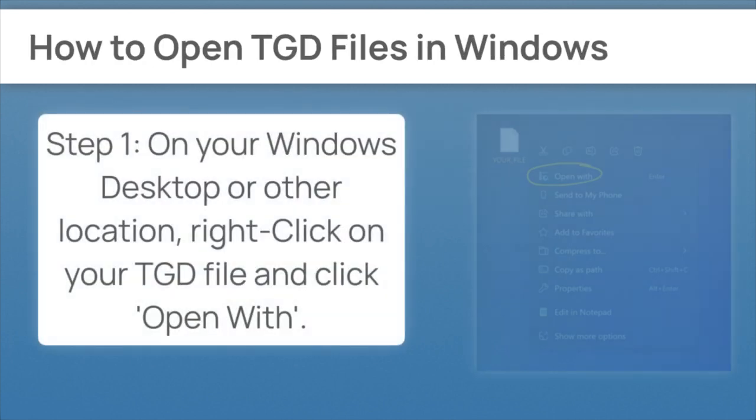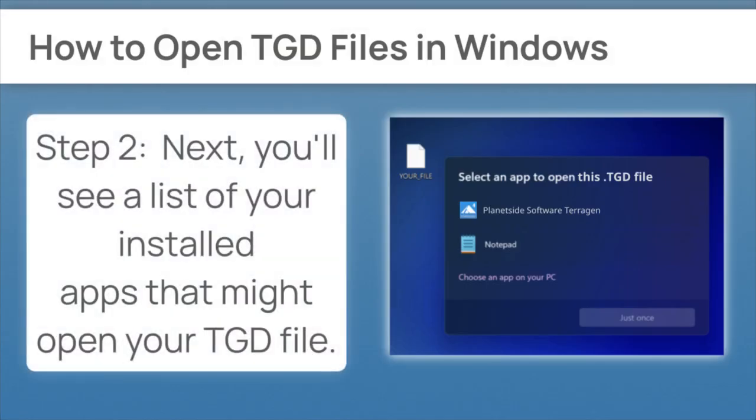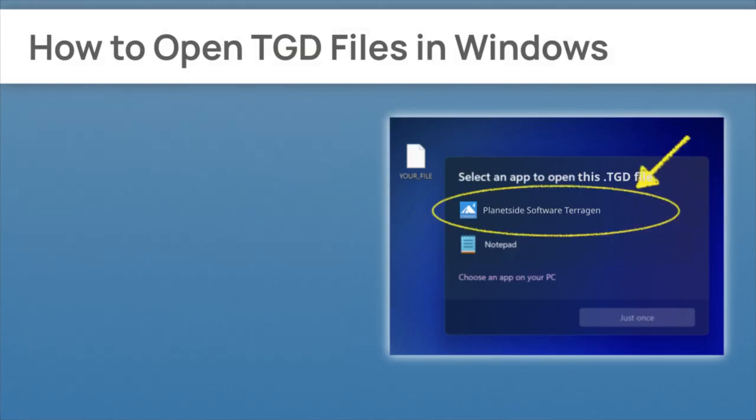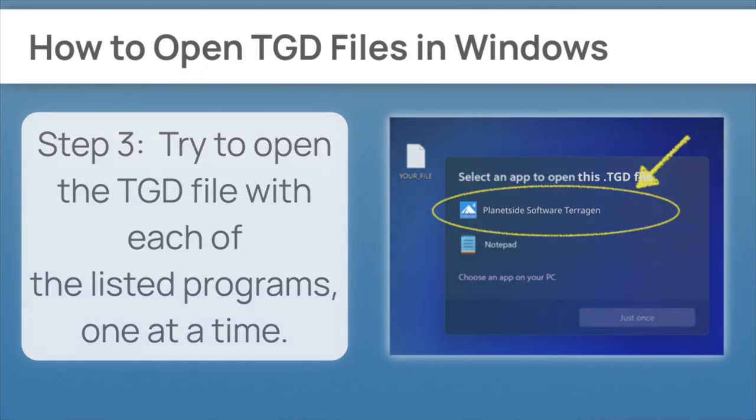We are initiating the compatibility check. Right-click your TGD file and choose Open With. Your best bet is Planetside software TerraGen. Test it now. If it's unavailable, select another listed application to check its reading ability.